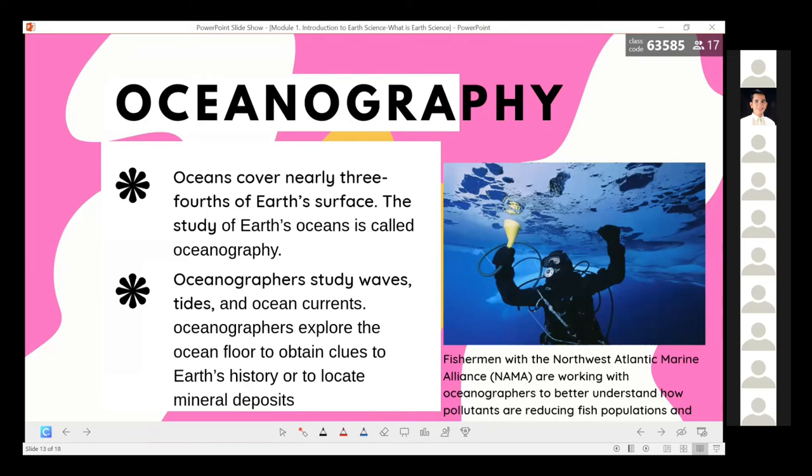So this one, in this image, fishermen with the Northwest Atlantic Marine Alliance, or NAMA, are actually working with oceanographers to better understand how pollutants are reducing fish populations and posing health risk to consumers.